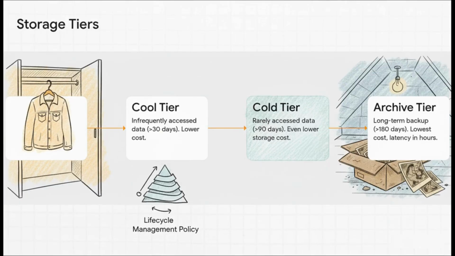And this is how you get smart about managing the cost. I love this analogy. Think of it like a closet in your house. The hot tier, that's your favorite jacket hanging right by the door. It's super fast to grab, but it takes up that prime expensive real estate. Then you've got the archive tier. That's like that box of old college photos way up in the attic. It costs almost nothing to store it up there, but man, if you need it, it's going to take you a few hours to dig it out. So the trick is to use something called lifecycle management to automatically move that data down the pyramid as it gets older and you stop using it so much.